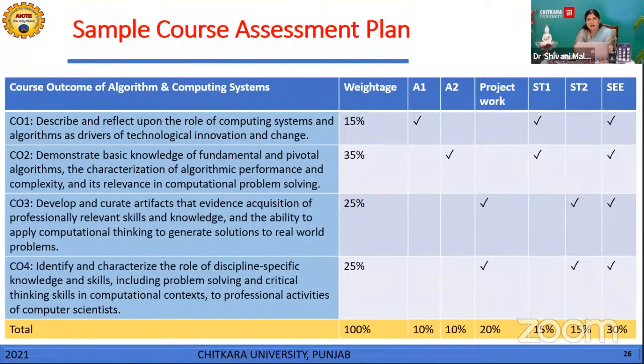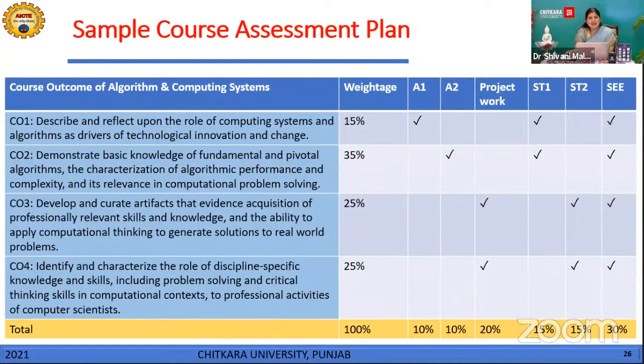CO3 is to develop and curate the artifacts that evidence acquisition of professionally relevant skills and knowledge, and the ability to apply computational thinking to generate solutions. So here we are at the level of creation, the highest level of Bloom's taxonomy. Similarly, for CO4, identify and characterize the role of discipline-specific knowledge and skill, including problem solving and critical thinking in the computational context, for the professional activities of the computer scientist.